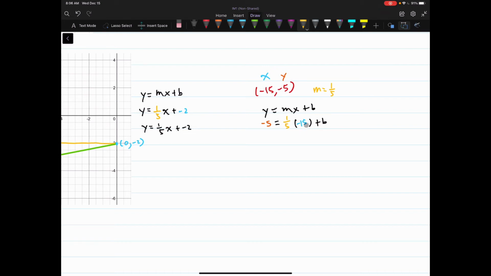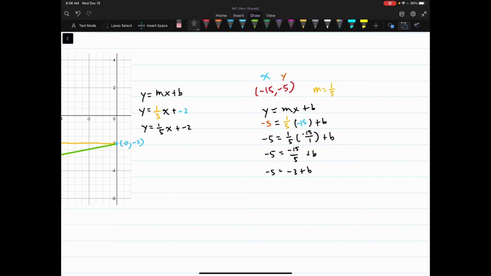So we're going to solve it out. Negative 5 is equal to 1 over 5 times negative 15, which is negative 3. But if you want, I'll show you the work for that. Negative 15 in fraction form is just that, because negative 15 is the same thing as negative 15 over 1. 1 times negative 15 is negative 15, and 5 times 1 is just 5, plus b. And then negative 5 is equal to negative 15 divided by 5, which is negative 3, plus b.